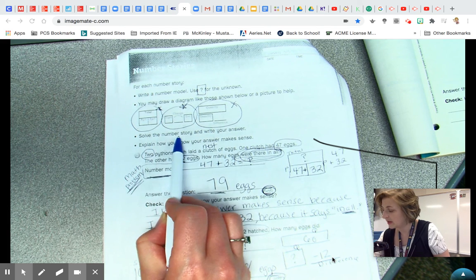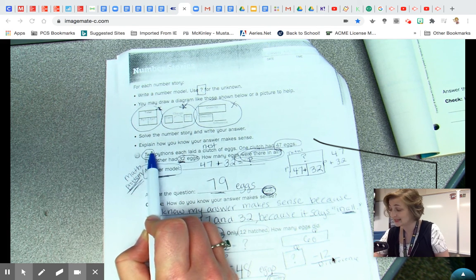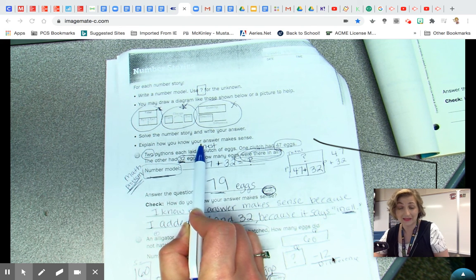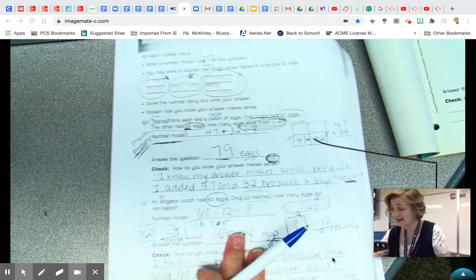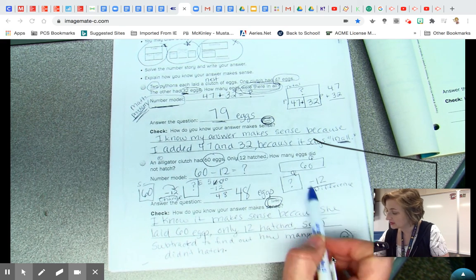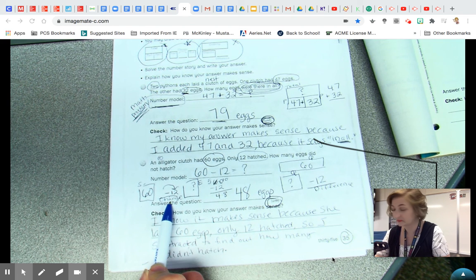Solve the number story and then write your answer and then explain in a complete sentence why your answer makes sense. Okay. So we did these two in class today. So I'll just go over them quickly. We were going to use this diagram on number two, but we decided this one was probably better. Okay. So I'm going to go ahead and review number one.